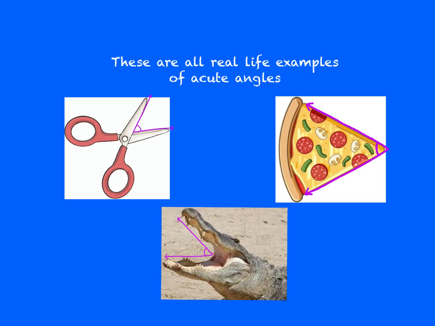These are all real-life examples of acute angles. As you can see, the angle within the scissors being open is less than 90 degrees. The same as the angle of this pizza slice is less than 90. And just like the mouth of an alligator when it's open, less than 90 degrees, making all of these acute angles.